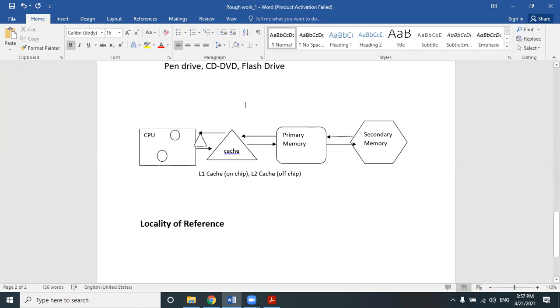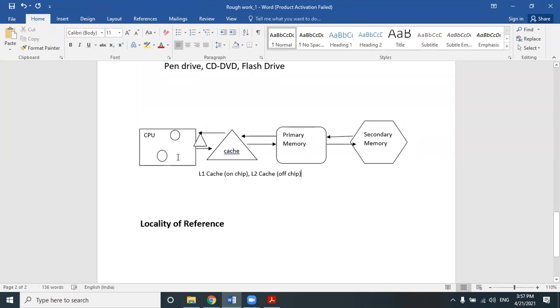Now let me compare this situation with the memory hierarchy structure. Your local refrigerator is working like the cache memory. Your nearby vendor shop is working like your primary memory. And the big bazaar is working like your secondary memory. Clear? And here the data is working like your cold drinks.